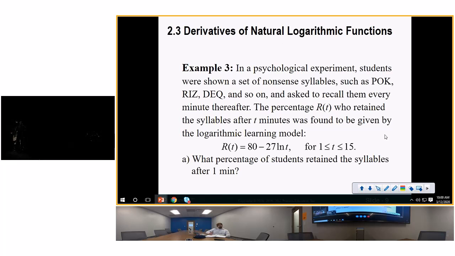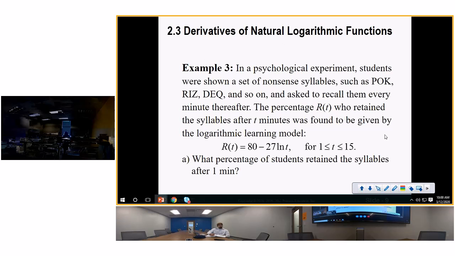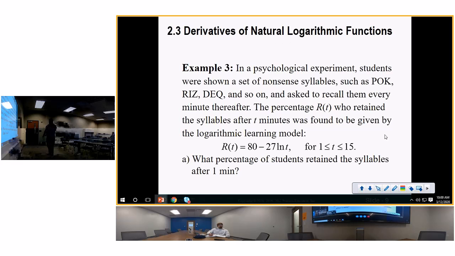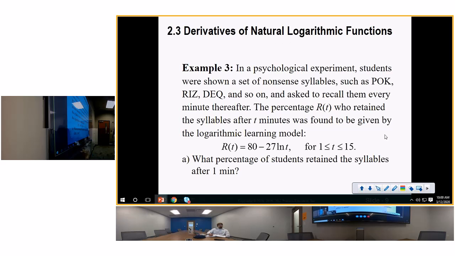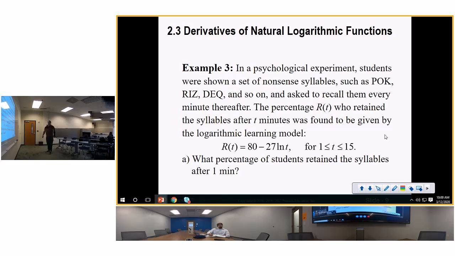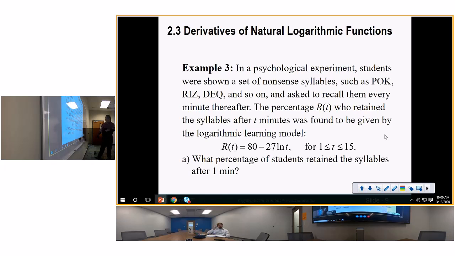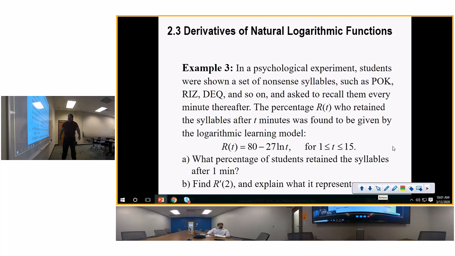In a psychological experiment, students were shown a set of nonsense syllables such as POK, RCD. This is not a test question, but they're going to want you to take the derivative of R of T. I'm not going to read all that stuff, okay? So, first of all, I would write it negative 27 natural log of T plus 80. What percentage of students retain the syllables after 1 minute? They want you to plug in 1. I'm not worried about A. You can do A. Find R prime of 2. So go ahead and do that. Go ahead and find the first derivative and plug in 2.